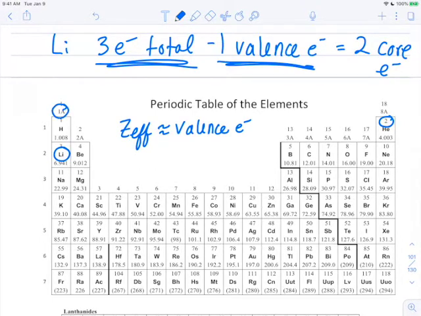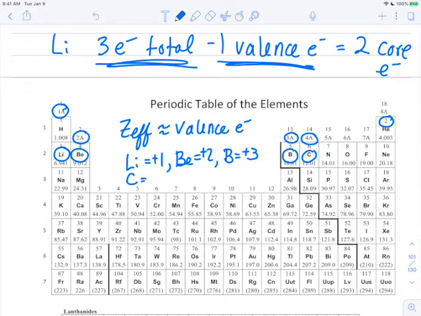it will be a +1. For beryllium, it will be a +2. For boron, it will be a +3. And so on. If we do carbon, it's going to be a +4. Nitrogen, it's going to be a +5.